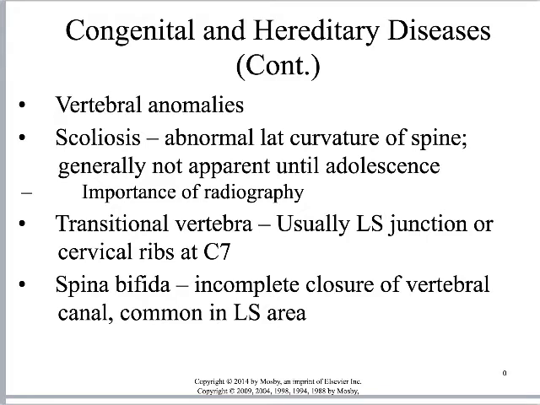Transitional vertebra is usually at the lumbosacral juncture. Sometimes we see cervical ribs at C7, and that means just what it says, that there are ribs coming off of C7. Occasionally we see what's called lumbar ribs, where L1 has ribs coming off of the lumbar spine. And spina bifida is an incomplete closure of the vertebral canal. Again, that's common in the lumbosacral region, and generally there'll be some kind of outpouching or bulge at the base of the spine. It's apparent without any x-ray.